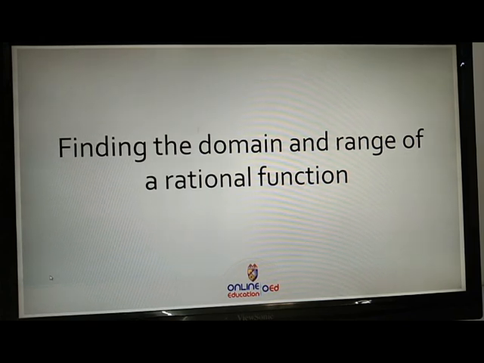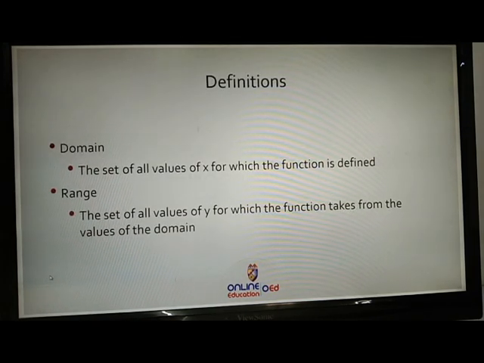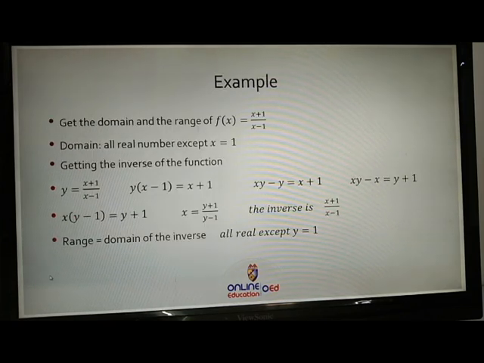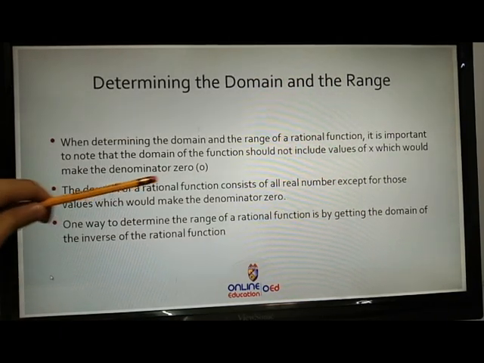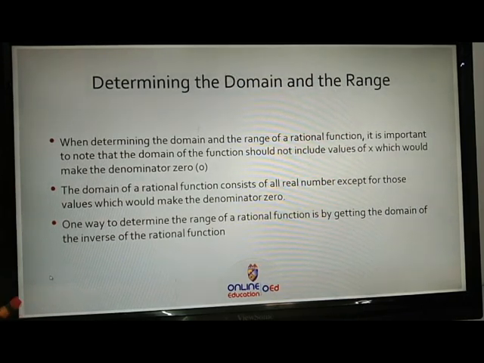Finding the domain and range of a rational function. Okay, so domain, the set of all values for x, which the function is defined, and range is the set of all values of y, for which the function takes from the values of the domain. Okay, so when determining the domain and range of a rational function, it is very important to note that the domain of the function should not include values of x, which would make the denominator 0. Okay, remember, ang denominator natin hindi pwedeng maging 0. That would result to undefined.